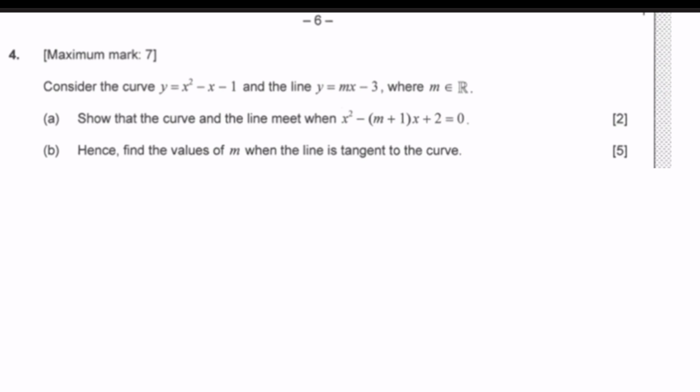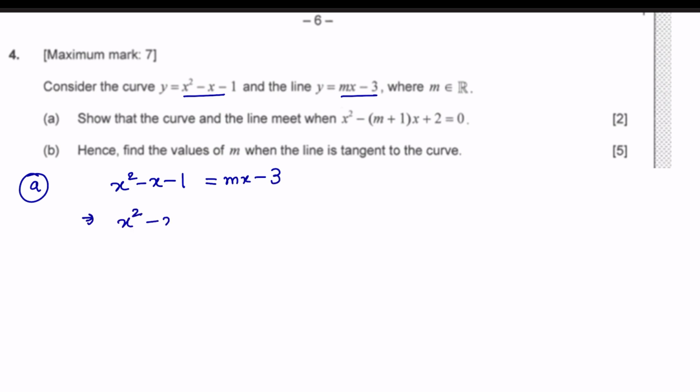quadratic x squared minus x minus 1 and a line y equals mx minus 3. Now you need to show that the curve and line meet when x squared minus (m plus 1)x plus 2 equals 0. Okay. For the first part, when two curves meet, their y coordinates become equal. So you can just equate these two parts. x squared minus x minus 1 equals mx minus 3.